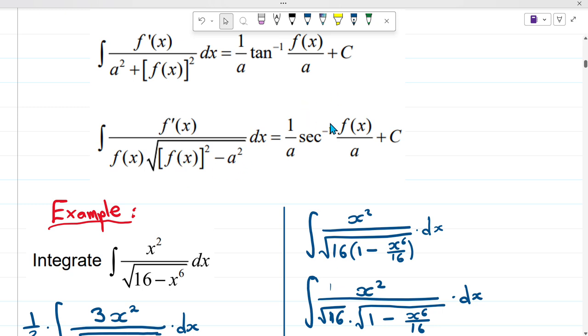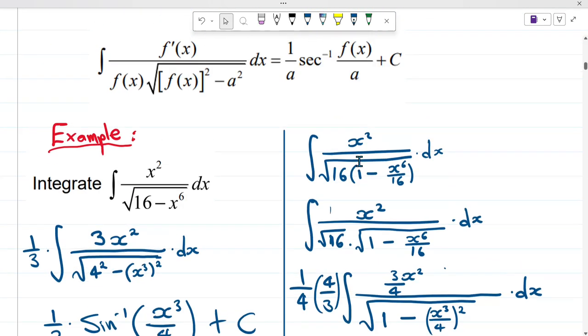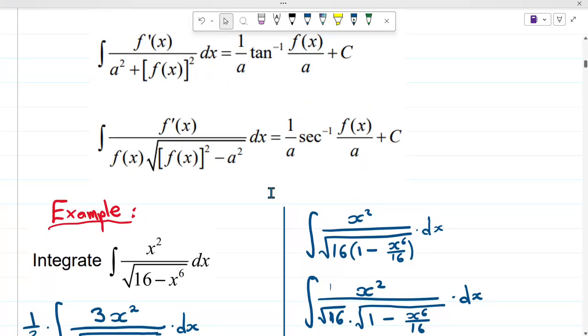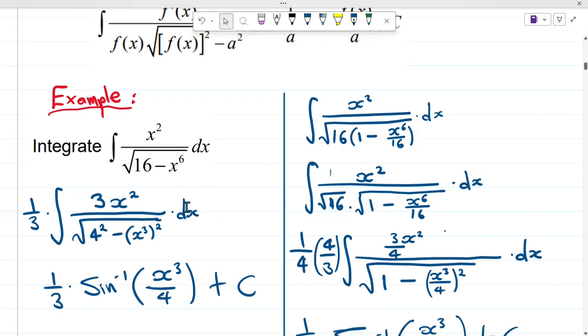Then I can conclude that it is equivalent to 1 over a sec inverse of 3x over our a there, which is 4. So 3x over 4 plus c. So yeah.